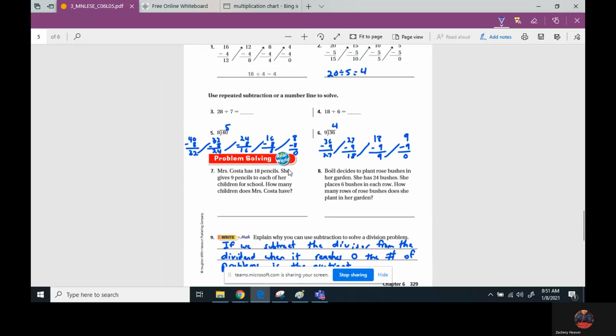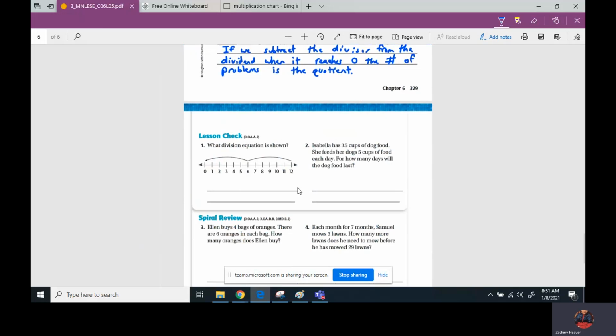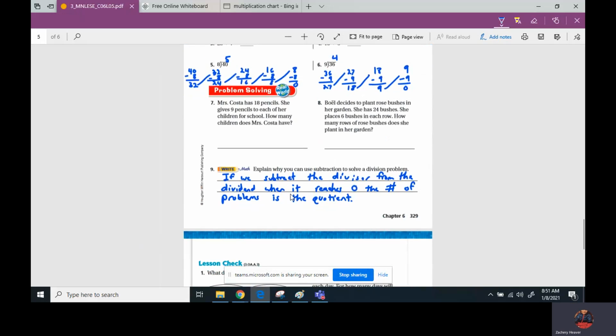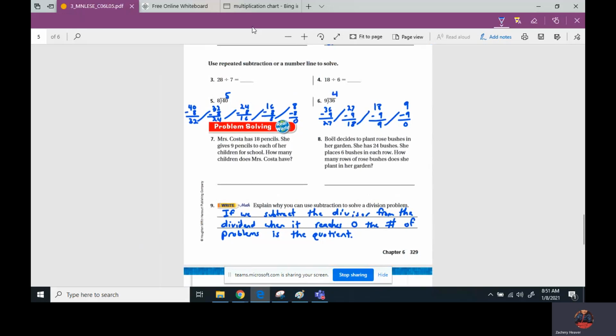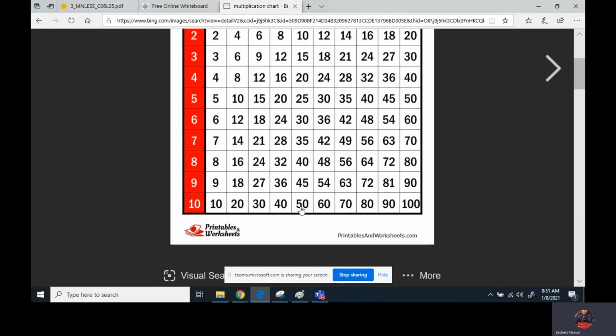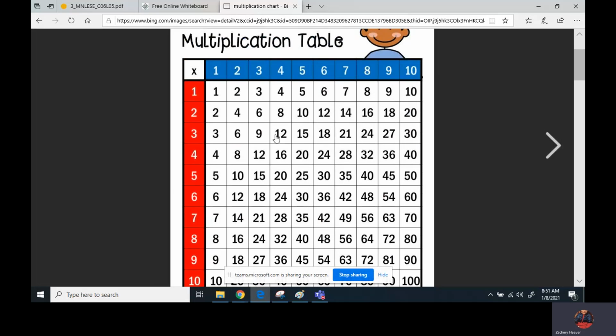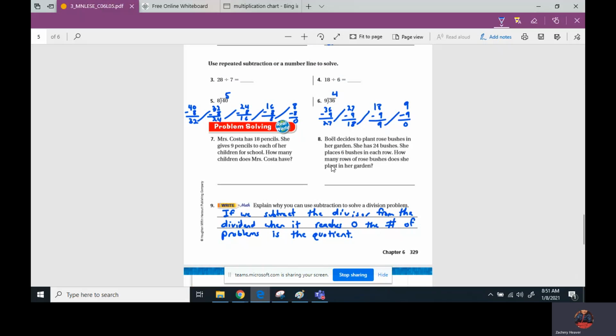So you only have 4 to do on this page, and then the lesson check will be on the back. This lesson isn't too bad. Hopefully you guys know how to subtract pretty quickly. Remember, if you have a multiplication chart at home, something like this, you can even Google it and pull it up. You guys definitely can use this too, okay?